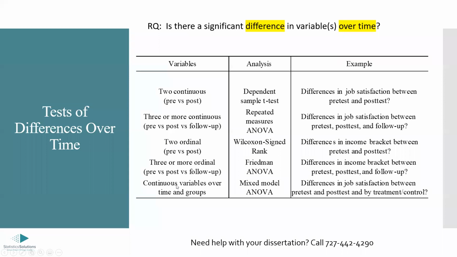And then you need to assess the interaction effect. So that's putting time and group together. So are there differences between pre and post and treatment and control simultaneously? So imagine that you have a grid and you have 4 possibilities. You have pre-test treatment, pre-test control, and then post-test treatment, post-test control. Mixed model ANOVA is testing for differences among all 4 of those possibilities.